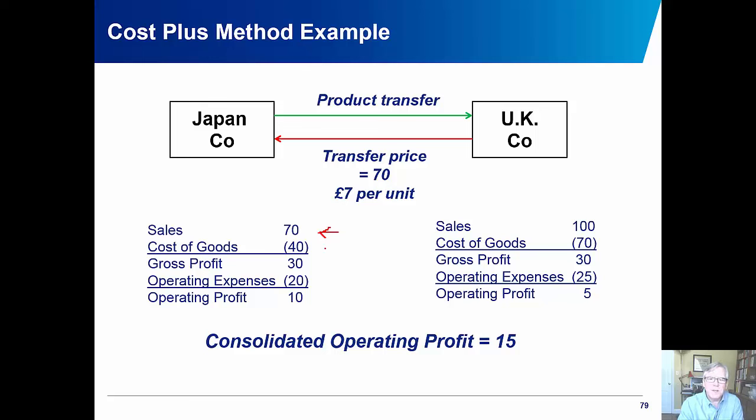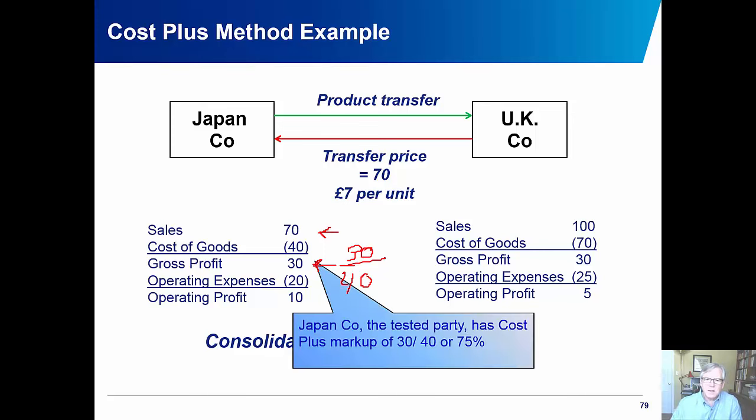And what we're going to focus on in this is the cost plus, which is to take a look at their gross profit that results from this sale, the 30, over their cost of goods sold, the 40. So the 30 over the 40 is our key statistic that we're going to be looking at. So let's move on with the analysis. 30 over 40 is the cost plus markup, or 75%.